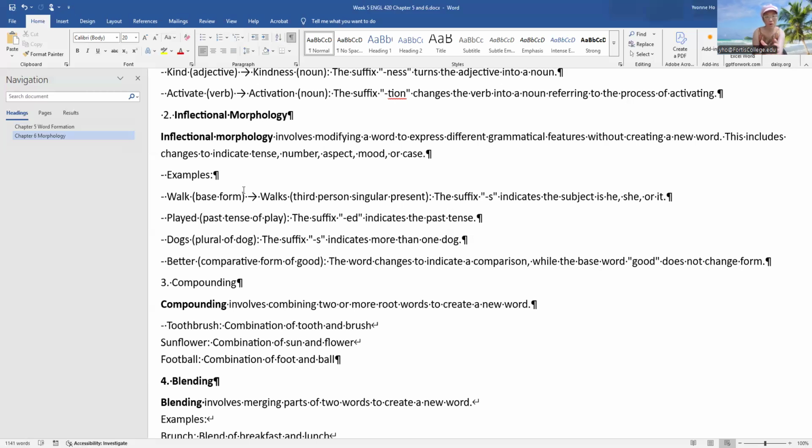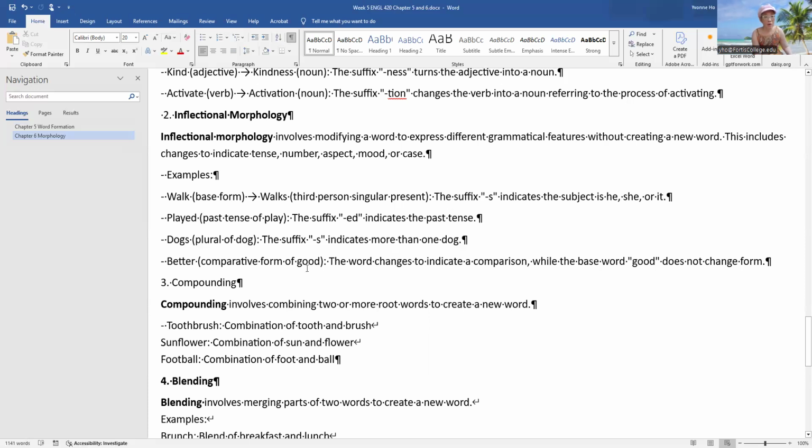To that root word, you add either a prefix or a suffix. So teach, to teach: teach is the root word, and if I add er, teacher. That sort of thing. And walk becomes walks. The suffix s indicates the subject: she walks, they walk. Dogs: one dog, two dogs. Therefore the suffix s indicates more than one dog.